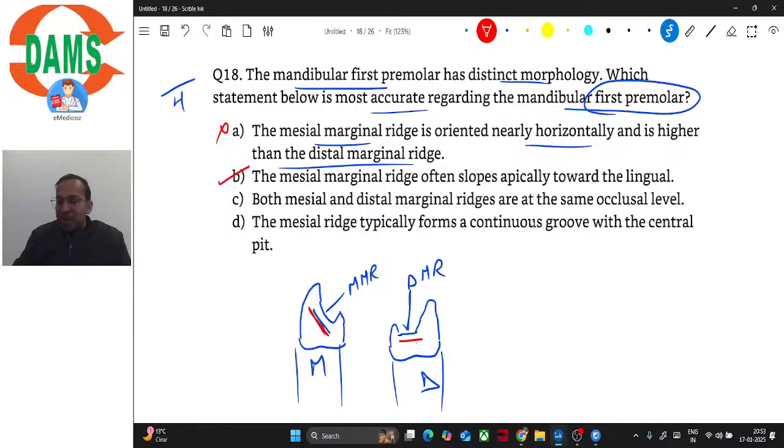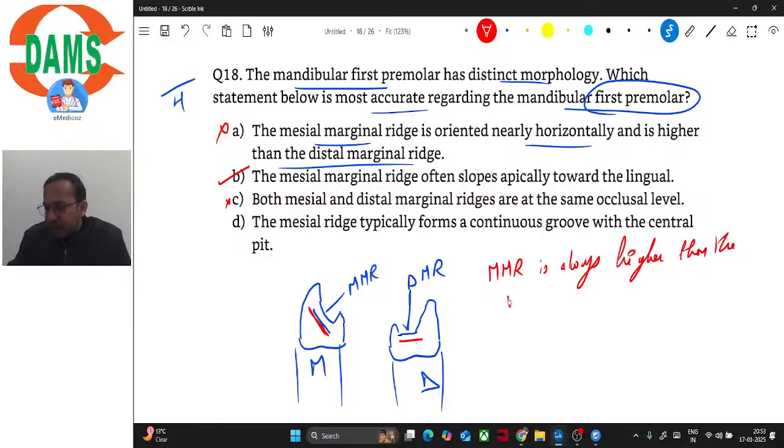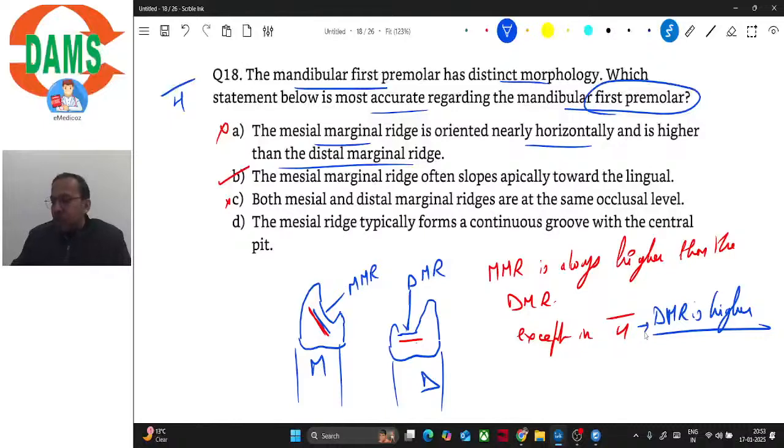Option C, both mesial and distal marginal ridges are at the same occlusal level. This again is incorrect because in any tooth, the marginal ridges are at the same level. The mesial marginal ridge is always higher than the distal marginal ridge, except in mandibular first premolar where distal marginal ridge is higher. Right, so in the lower first premolar, the distal marginal ridge is higher.